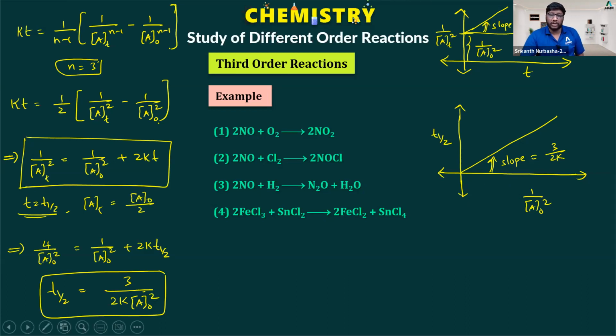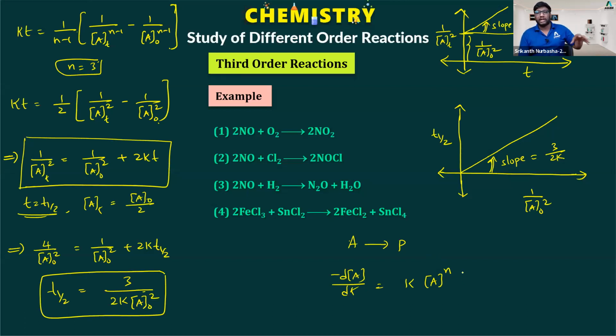And one point you need to note down carefully is that in the second order and third order reactions we are studying here, both the reactants have equal initial concentration. Because I am directly writing how this equation has been obtained for the nth order reaction: A gives rise to product, minus d concentration of A by dt is equal to k into concentration of A whole power n. That means all the n reactants have the same concentration. That we have assumed already.